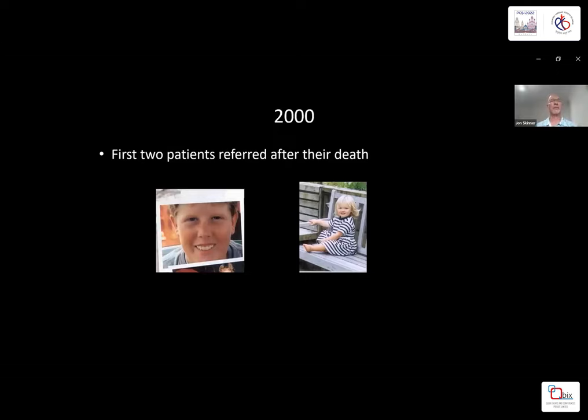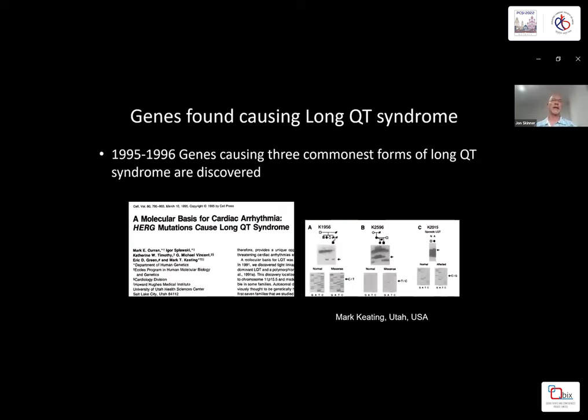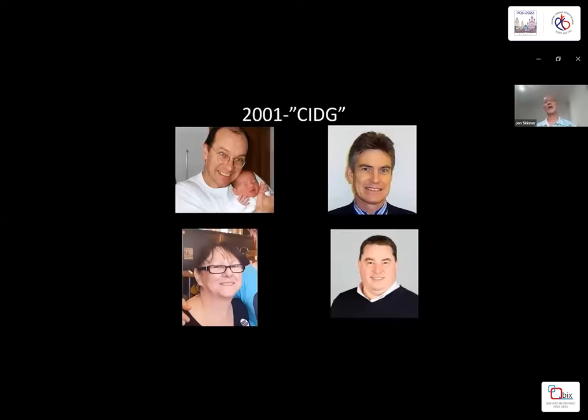That's a boy there called Ben, who was 11 when he died playing hockey, and Danielle was 21 months when she died following a febrile convulsion. She'd had a febrile convulsion just a couple of weeks before, and then died suddenly at home. And the family came to see me and wanted to know why this had happened. Now, 2000, this was just a few years after the three commonest genes for long QT syndrome had been discovered. And in 2001, I wanted to try to start doing genetic testing.